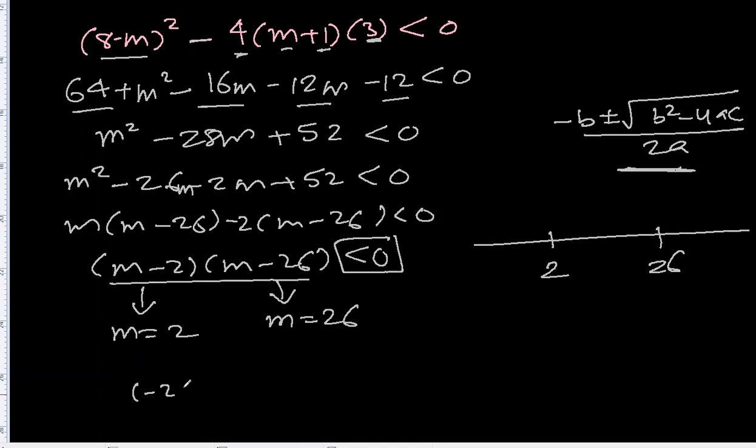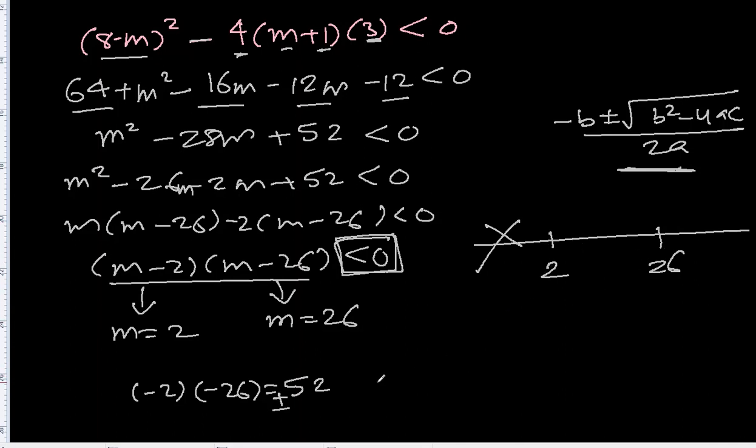0 minus 2 is minus 2. 0 minus 26 is minus 26. Together they are 52 positive. We want negative. That means this is not our range of answers. What about this? Between 2 and 26.